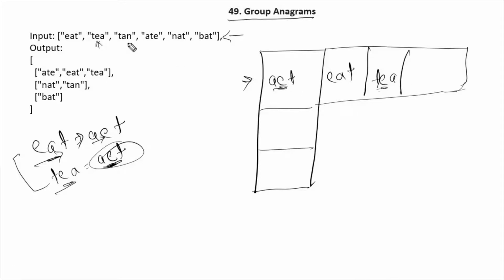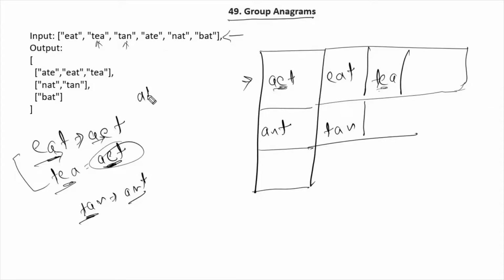This sorted string is already present in the map, which means TEA and EAT are anagrams. So we'll store the original string TEA at the location of AET. Now the next string is TAN. The sorted string will be ANT. ANT is not present in the map, so we'll create a new entry ANT and store the original string TAN. Next string is ATE. Sorted will be AET, which is already present here, so we'll store the original string ATE.